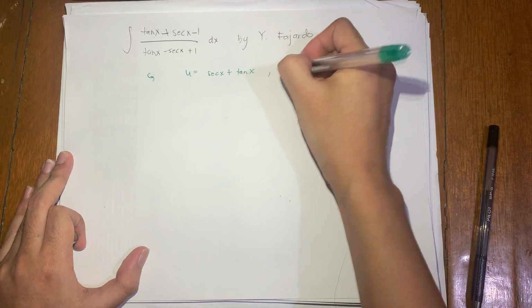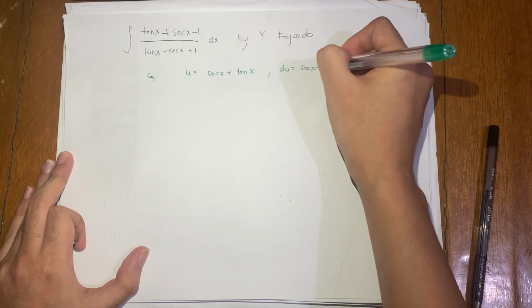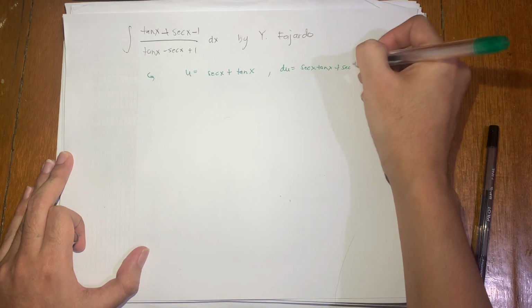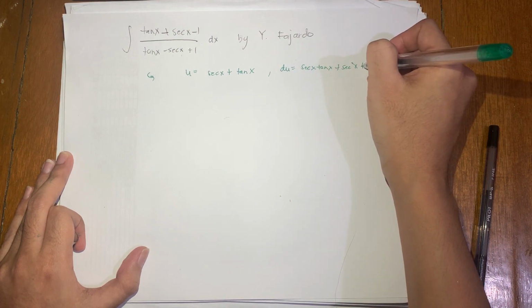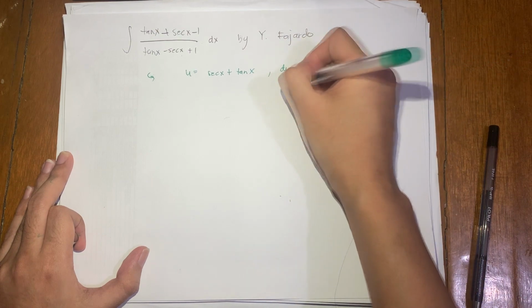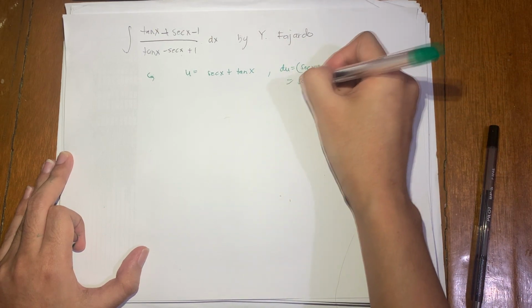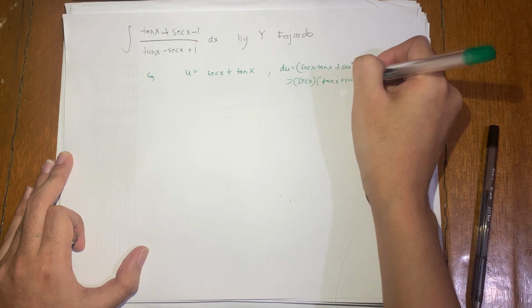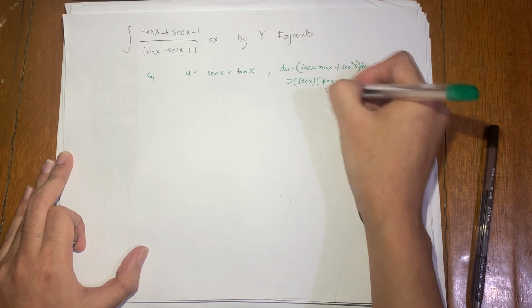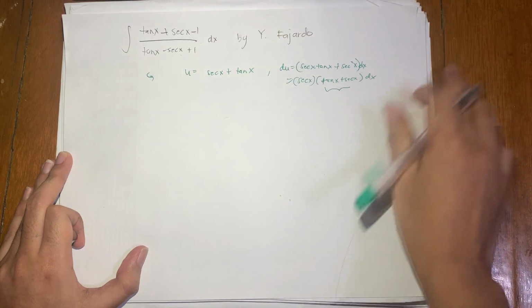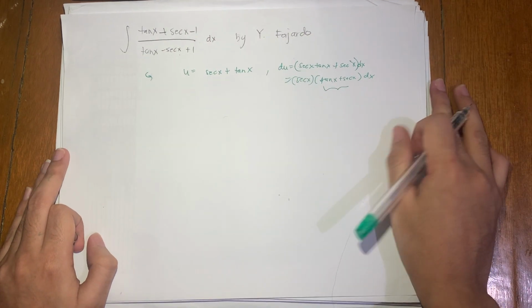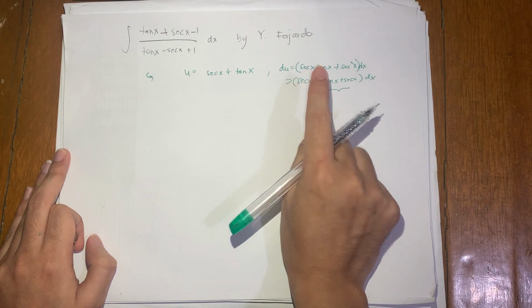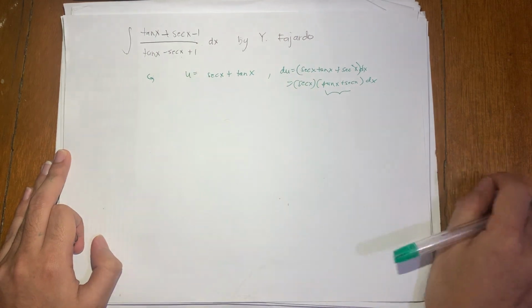So of course, du is equal to secant x tangent x plus secant squared x dx. And then if I factor out the secant x, I have secant x times tangent x plus secant x dx. Now this one is in terms of u already. We know that u is equal to secant x plus tangent x. So what remains is to express secant x in terms of u.